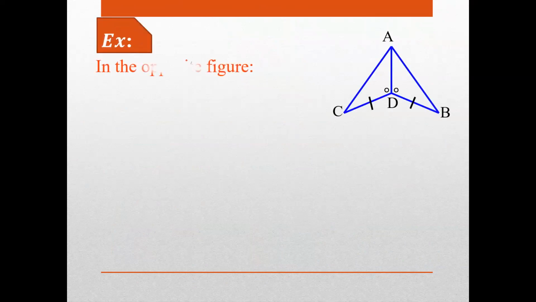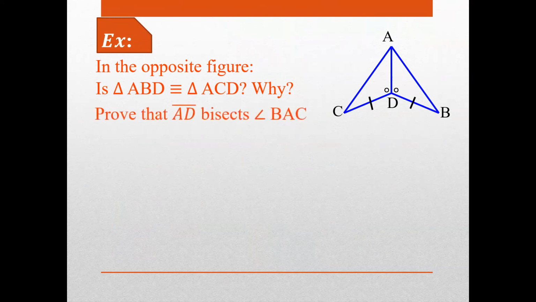Let's see an example. In the opposite figure, is triangle ABD congruent to triangle ACD? Let's see together. Here we have angle ADC, and prove that. A second required is to prove that AD bisects angle BAC.